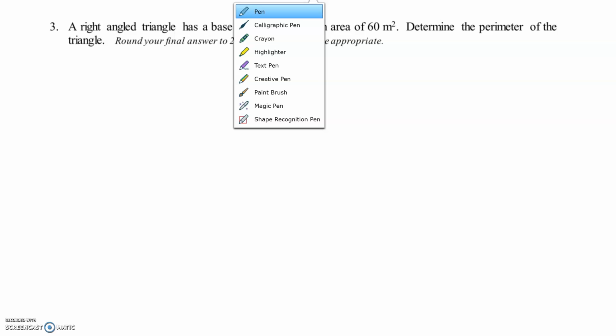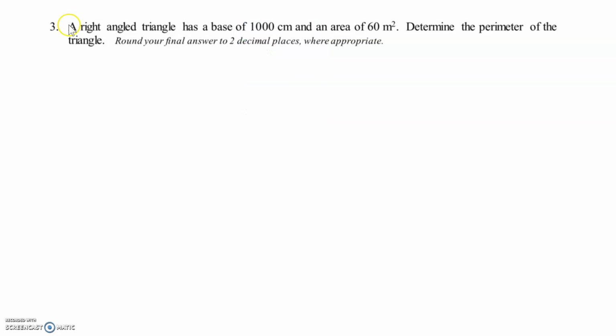So for this question, we can see the first part describes the picture we're going to draw. A right angled triangle, a base of 1,000 centimeters. That finishes it up right there. It also tells us that it has an area of 60 centimeters squared, and it's asking us to find the perimeter of the triangle. So we're going to start by drawing ourselves a sketch.